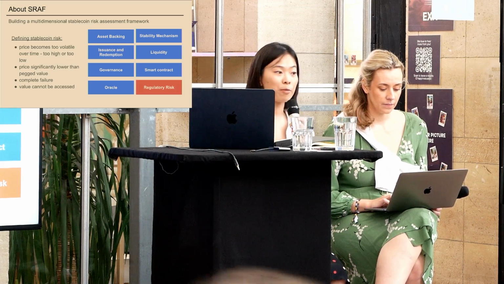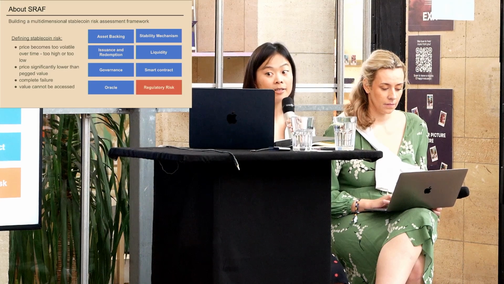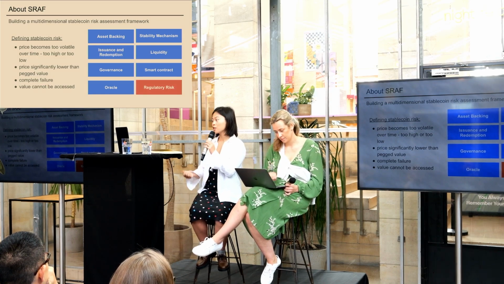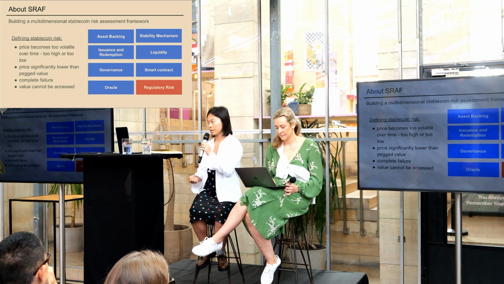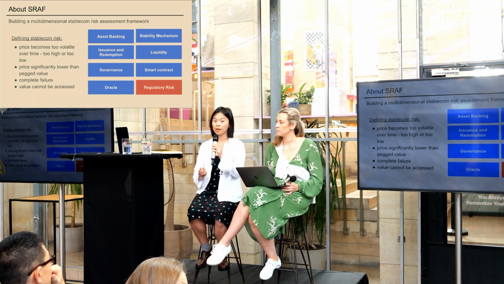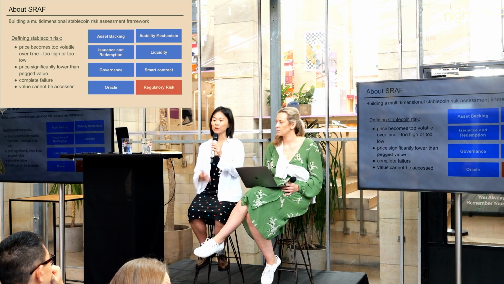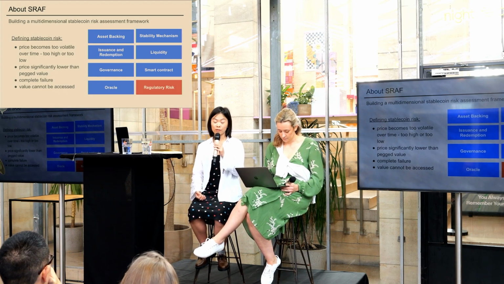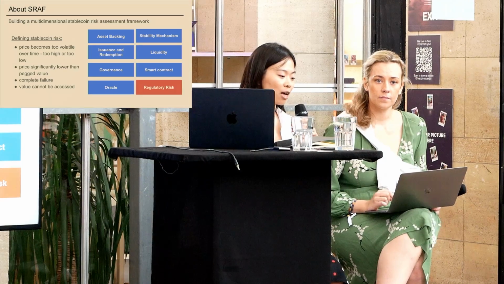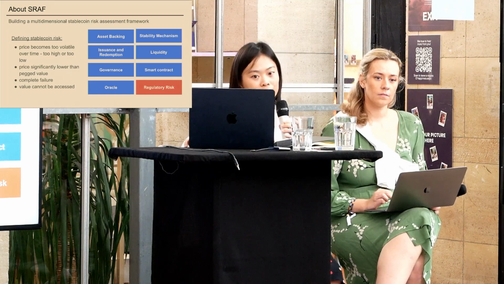So the framework further breaks down the risk assessment into 8 categories: asset backing, stability mechanism, issuance and redemption, liquidity, governance, smart contract, oracle, and regulatory risk. Definitely, asset backing, stability mechanism, and issuance and redemption are the 3 key pillars for stablecoin risk assessment. But I'm sure there are many talks here about this issue. So today we are going to focus on regulatory risk. And here we are going to dig into some examples of events that happened in the past to showcase why regulatory risk to stablecoin users is important.